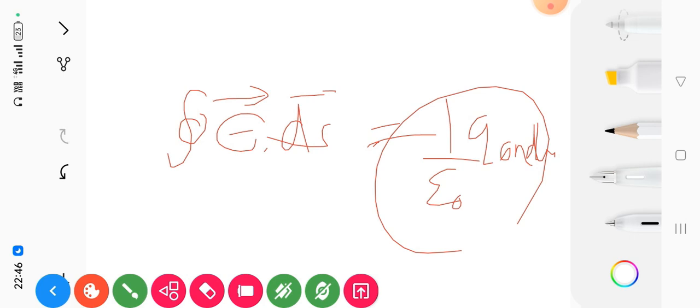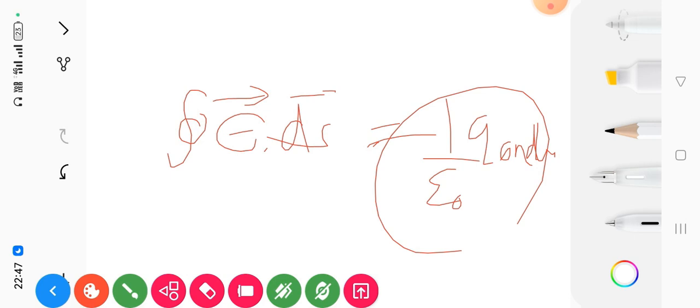Obviously it is not a derivation, I'm not concerned about a derivation, that is not important at all, but I'm just giving you a way that we can justify the formula. The flux depends on the medium, which is told to us by epsilon naught, and on the charge inside the Gaussian surface. So let's come back to the Gaussian surface.